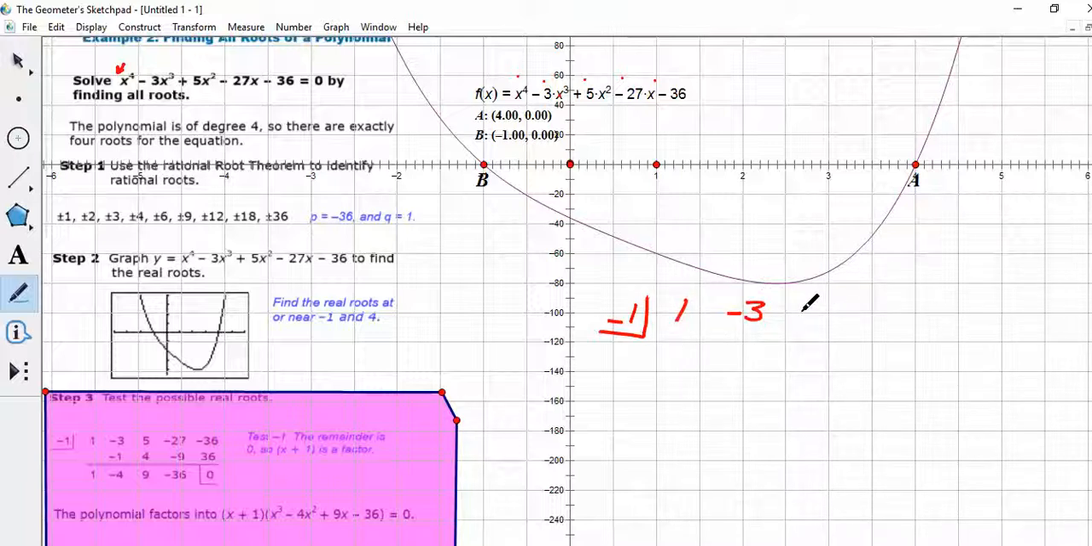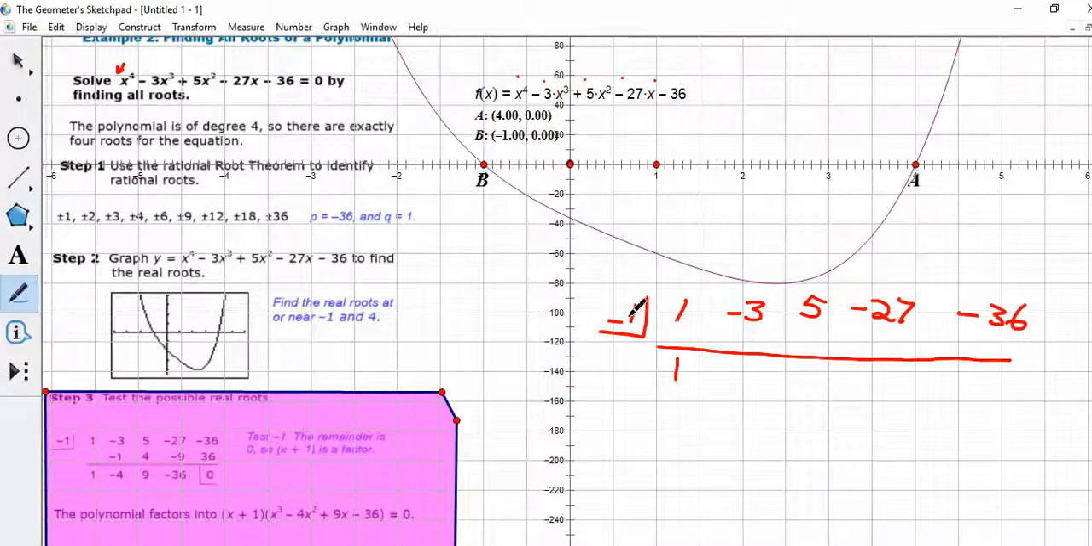So 1 is the first coefficient, then -3, 5, -27, and -36. Now to use synthetic division, you drop the first one down, 1, and then we multiply. -1 times 1 is -1, and you put that answer under the -3, and then you add these two numbers together. -3 plus -1 is -4.